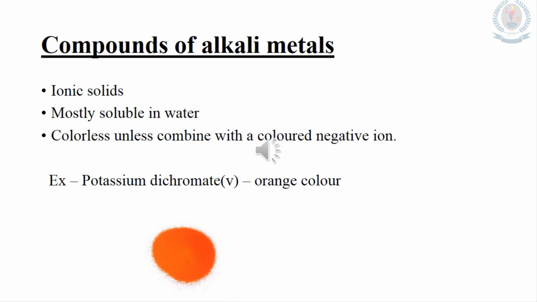If we talk about the compounds of these alkali metals, all the compounds are ionic solids, and most of them are really soluble in water and colorless. But if they combine with a colored negative ion, they get the color of that negative ion in the end.